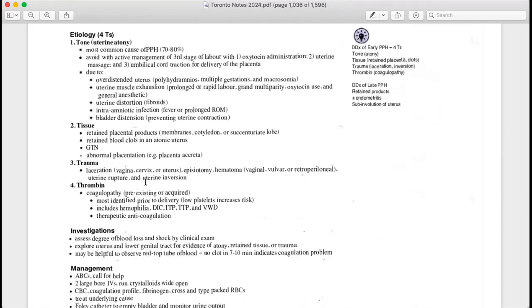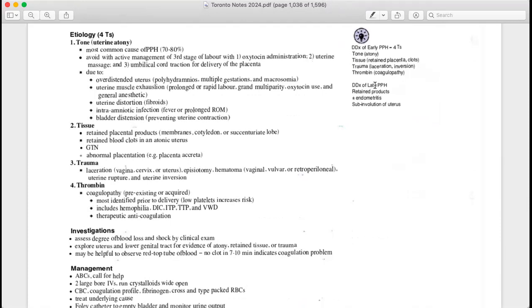Coagulopathy, if the mother is having von Willebrand disease or any of the hemophilia factors, that can also lead towards it. Here, the side things, differential diagnosis of the late postpartum hemorrhage is retained products of the placenta, endometritis, and subinvolution of the uterus. So these are all of the things.